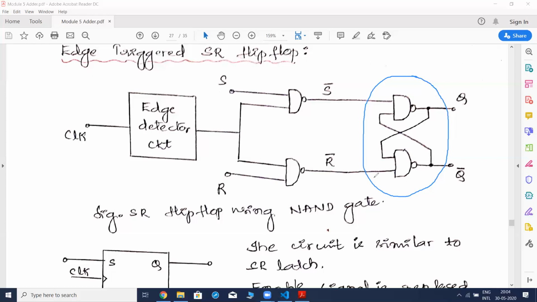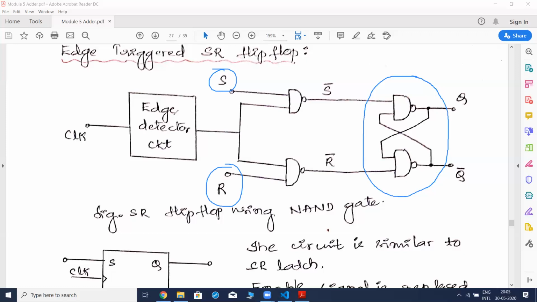We can construct the flip-flop using NOR gates also. This is just an example to show how a flip-flop is constructed. So this is a diagram of an SR flip-flop with NAND gates. Initially we have two NAND gates over here, and to these two NAND gates there are two inputs which are called the S input and the R input. These are the inputs that we are giving. The other input comes from the edge detector circuit.